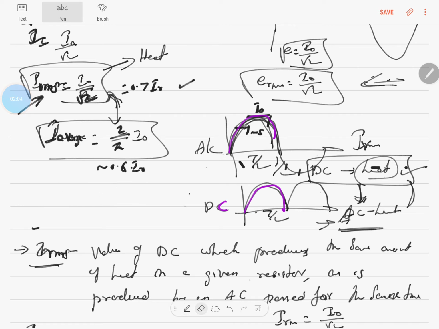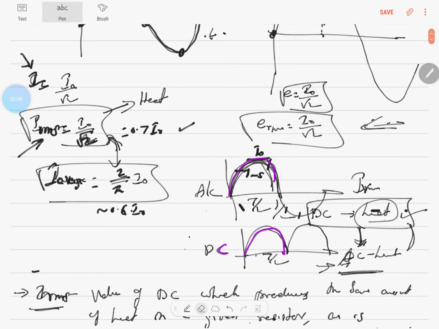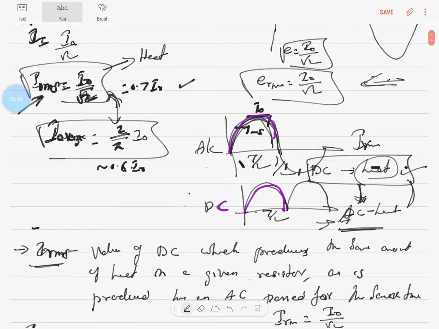That's how we calculate the RMS voltage too, and the relationship between IRMS and I0, which is the peak value of current: IRMS equals I0 by root 2, ERMS equals E0 by root 2. And I average is 2 by pi I0, which is 0.6 I0. We don't use much of the average value here.